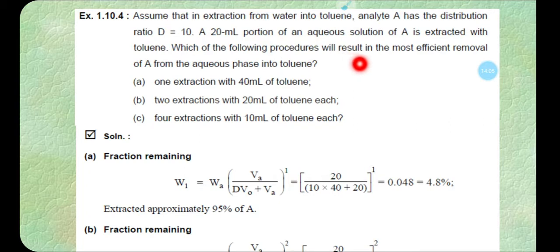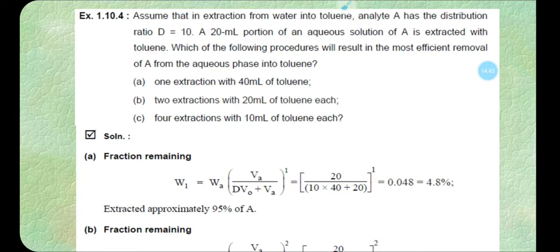Which of the following procedures will result in the most efficient removal of solute A from the aqueous phase into the toluene? Here the toluene will be the organic layer. There are three possibilities mentioned, and we are asked which gives better efficiency. First is 1 extraction with 40 ml of toluene. Second, 2 extractions with 20 ml of toluene each. And third, 4 extractions with 10 ml of toluene.